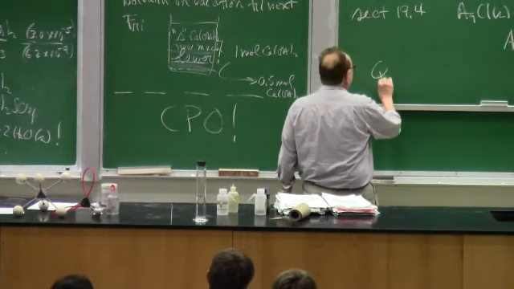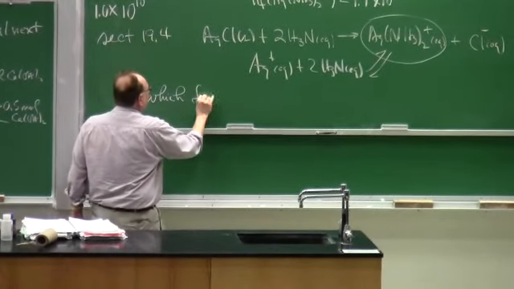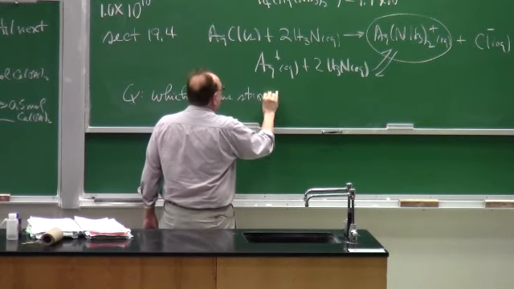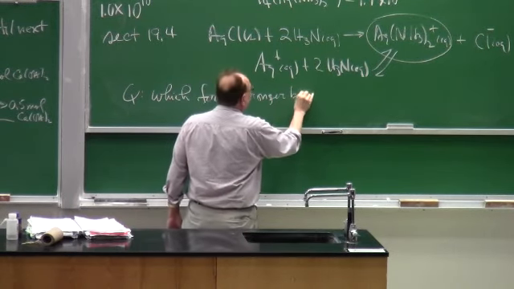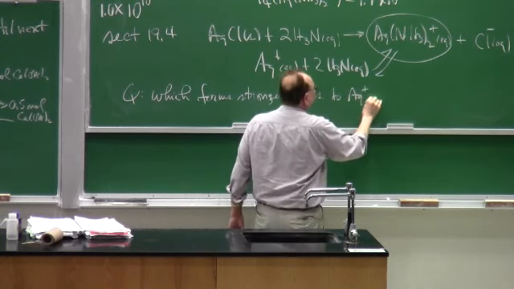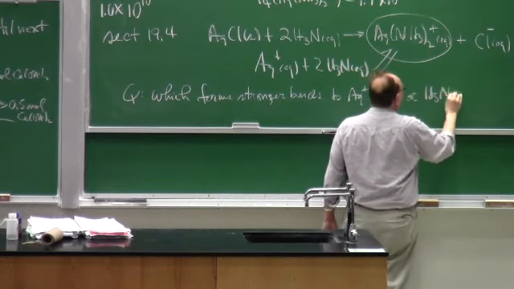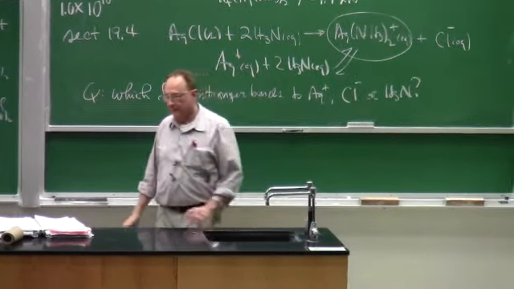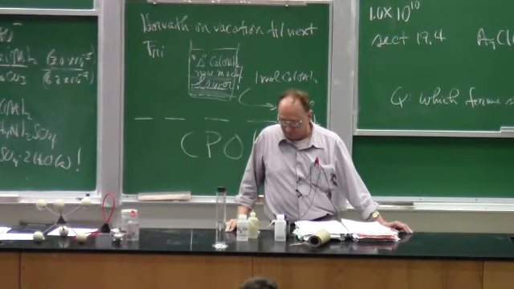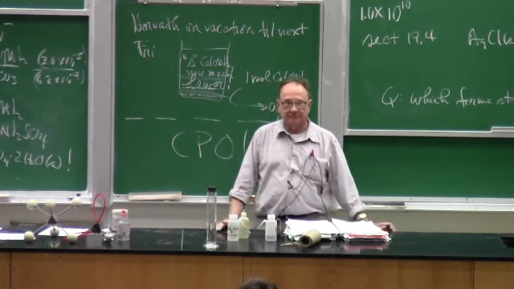So we ask a question. Which forms stronger bonds to Ag plus, Cl minus or ammonia? What do you think? All right, we got votes for ammonia. You will find out your vote is dead wrong, but that's okay.